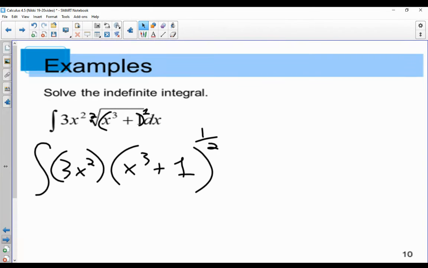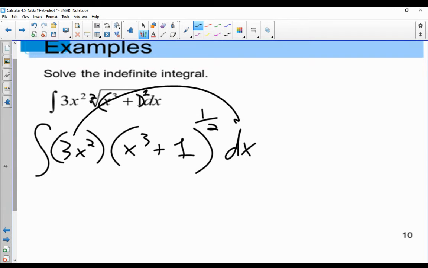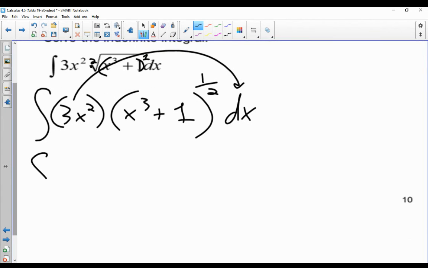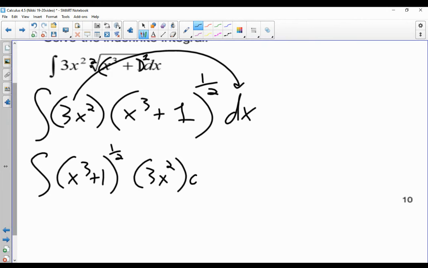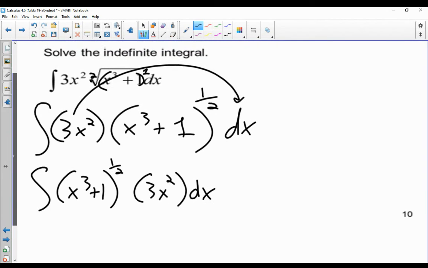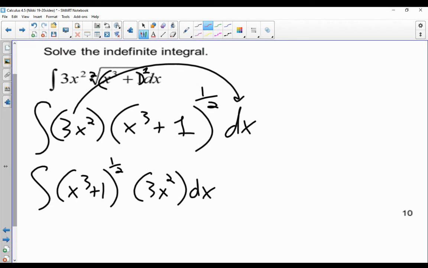But now, we gotta start deriving it. And also, while we're at it, I'm gonna go ahead and move the 3x squared to the back. So that's gonna give me x cubed plus 1 to the 1/2, 3x squared dx. Okay. So now, I'm going to take the x cubed plus 1 and label it as u. Then derive both sides.